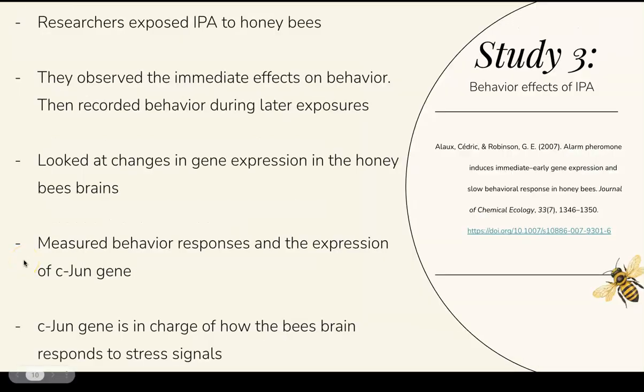The third and final study looked at the behavioral effects of IPA on brain activity and gene expression. Researchers exposed IPA to honeybees once again. They observed the immediate effects on behavior, but they also recorded their behavior during later exposures. They looked closely at changes in gene expression in honeybees' brains. They specifically looked at the expression of the gene c-Jun. c-Jun is in charge of how bee brain responds to stressful signals.